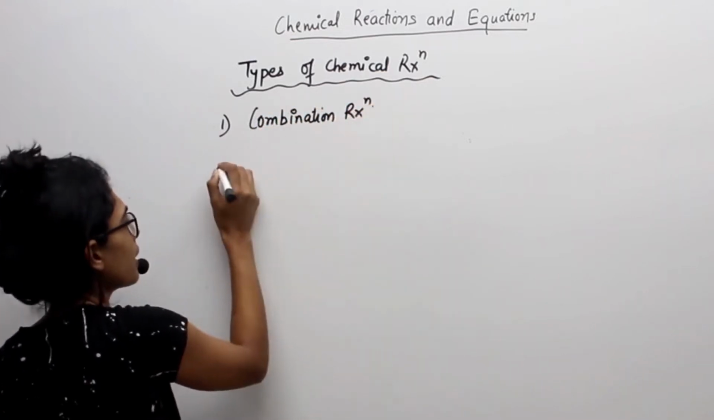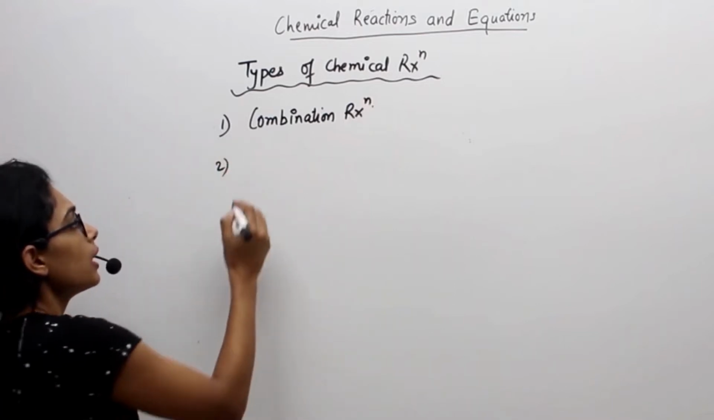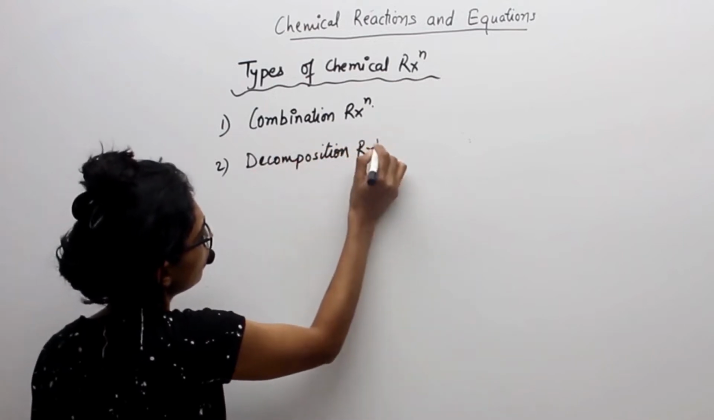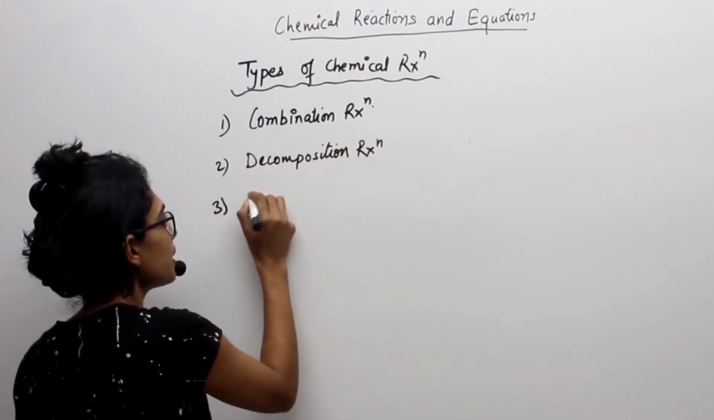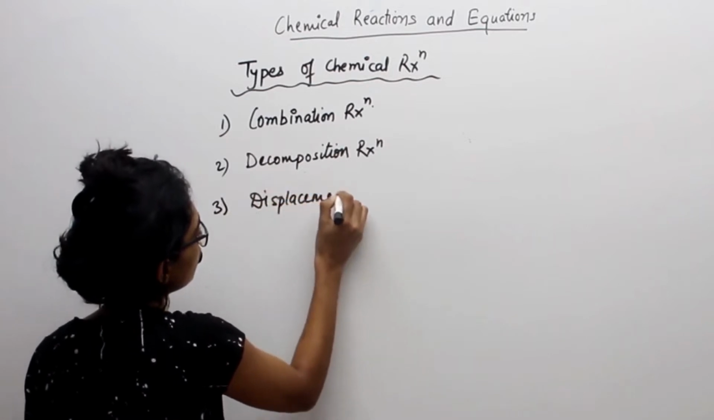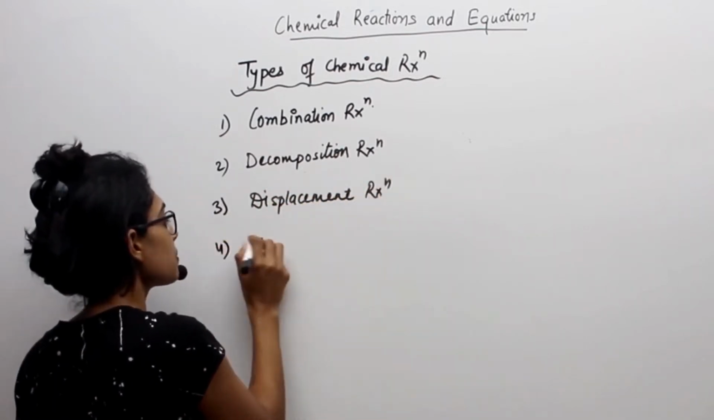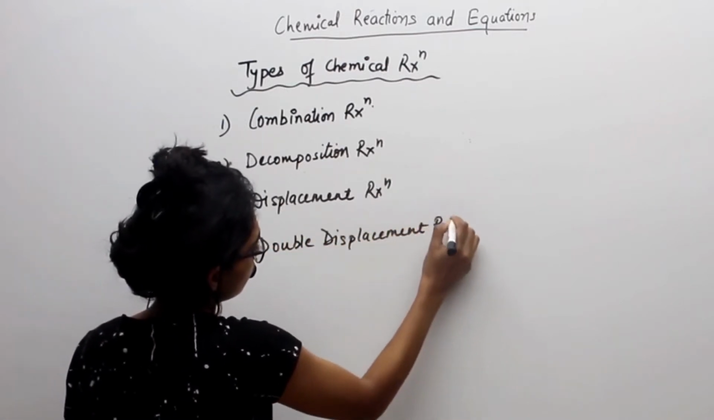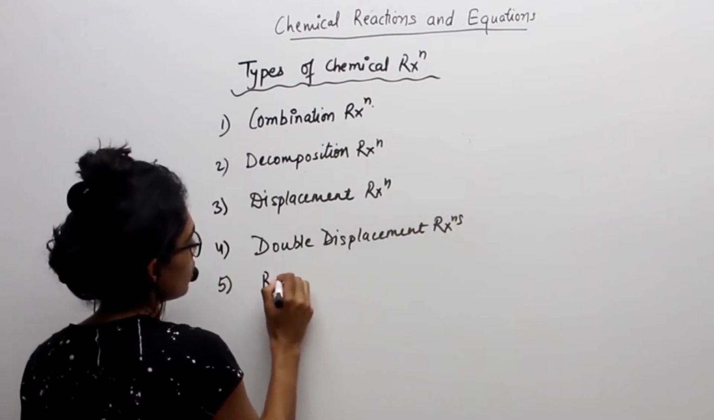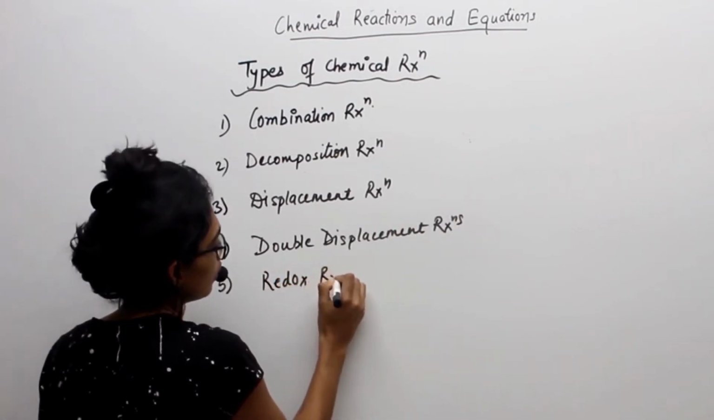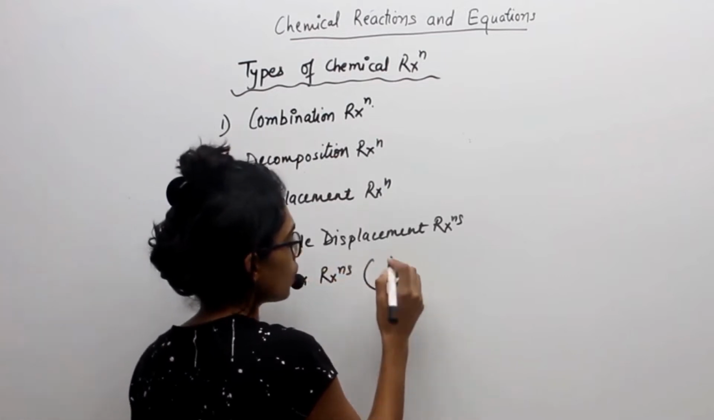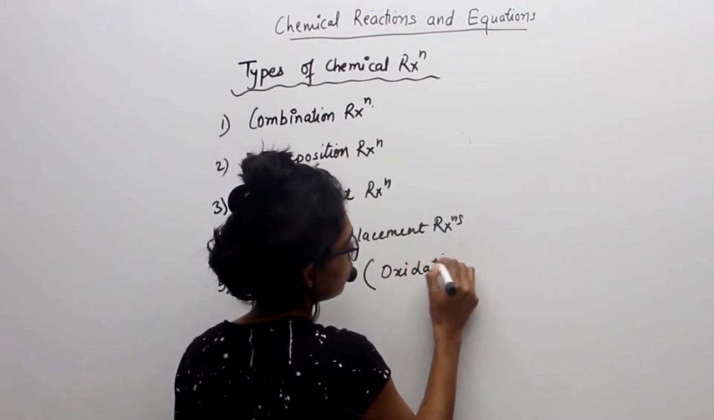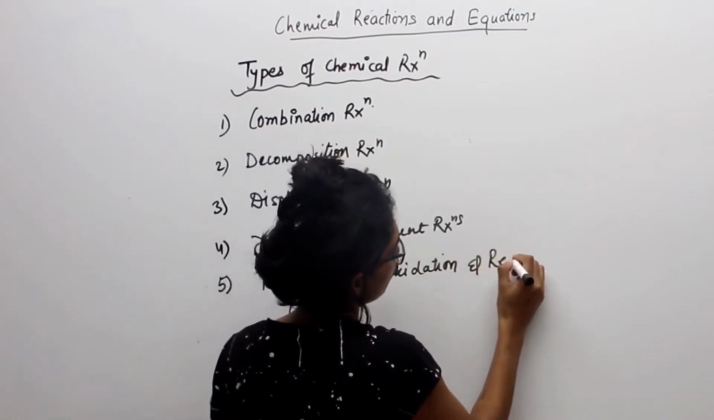I write reaction as RXN, you write it as a proper reaction. Next is decomposition reaction. Third is displacement reaction. Fourth is double displacement reactions. And fifth is redox reactions, which are also called oxidation and reduction reactions.